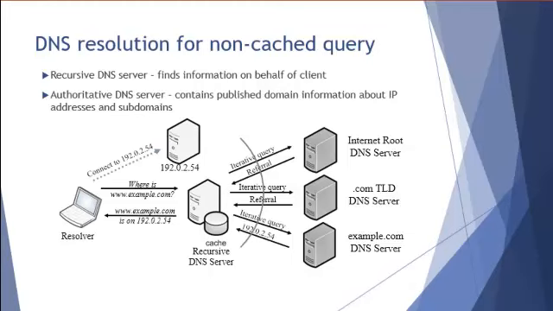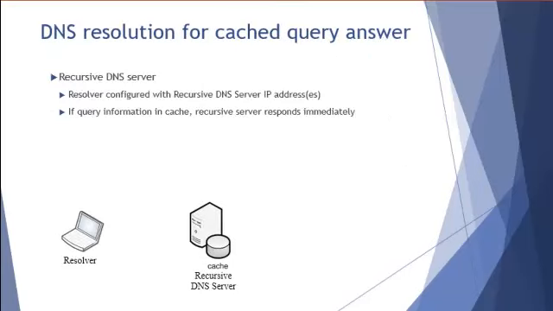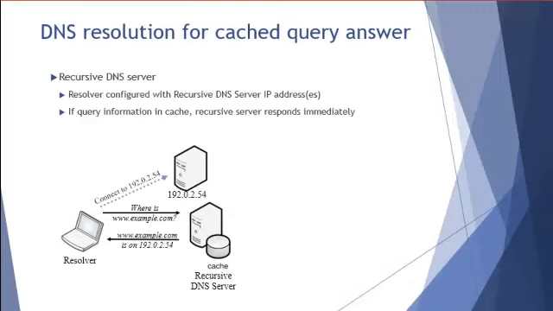www.example.com, converts that to an IP address that my computer can now use to connect over the internet. Now, once that information is cached in that DNS server, the next person that comes along asks the same question. Well, it basically just hits the cache and I get an answer back right away, and I'm able to connect to that web server as well, or whatever server I'm trying to connect to.